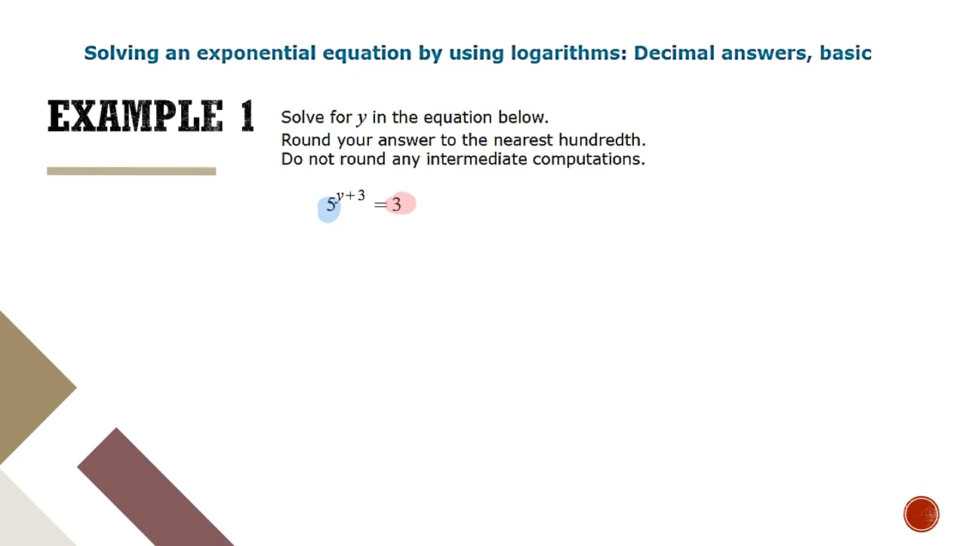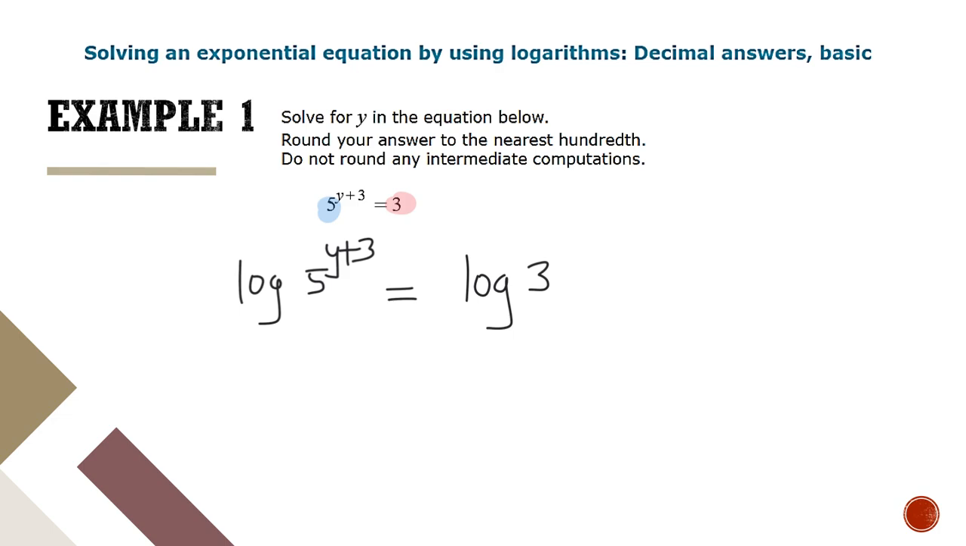So what we have to do is we're going to apply or take the log or natural log to both sides. So I just write down log of this side and log of the other side. So I'm going to take the log of this 5 to the y plus 3 is equal to log of 3.